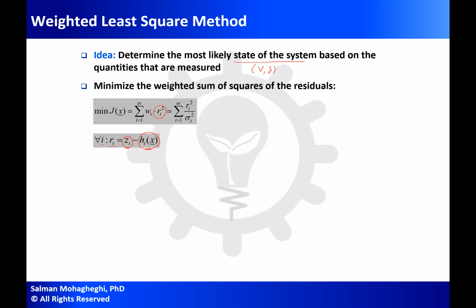So in order to prioritize different measurements, I assign a weight coefficient to every residual, and this weight coefficient for meter number i is inversely proportional to its variance of error. If you have larger variance or larger standard deviation of error, that means that the weight of that meter reading, the priority of that meter reading, would be lower.